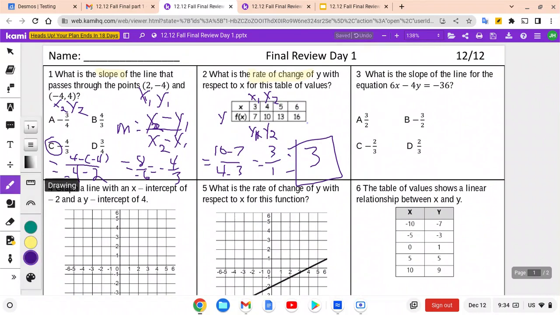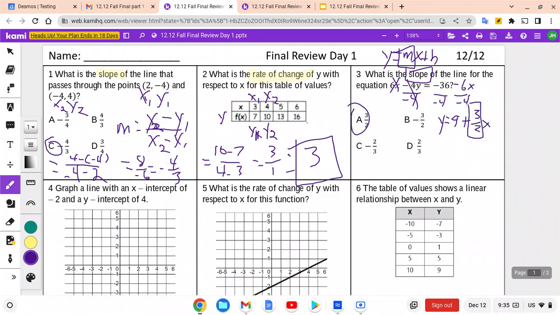Okay, what is the slope of the line for the equation 6x minus 4y equals negative 36? Well, we remember y equals mx plus b. So slope is m, which is attached to x if y is by itself. All right, so we move the x term. Remember to change the sign. Positive 6x becomes negative 6x. Watch your signs. Make sure you're dividing by negative 4. The negative 4's cancel out, so y equals positive 9 plus 6 over 4, which reduces to 3 halves. So the slope is next to x. The answer is A.